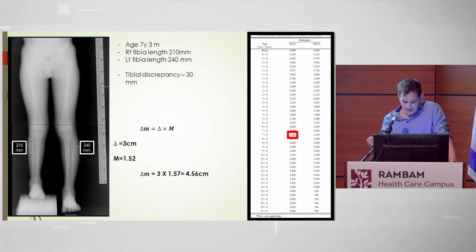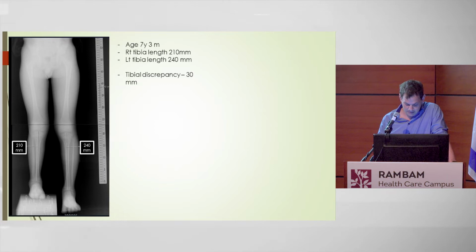We'll go back to our patient. His current tibial length discrepancy is about 3 centimeters. He's about 7.5 years old, so as we can see in the table, the multiplier constant is 1.52. If you multiply the LLD by the constant, you get the projected LLD, which is 4.6 centimeters.